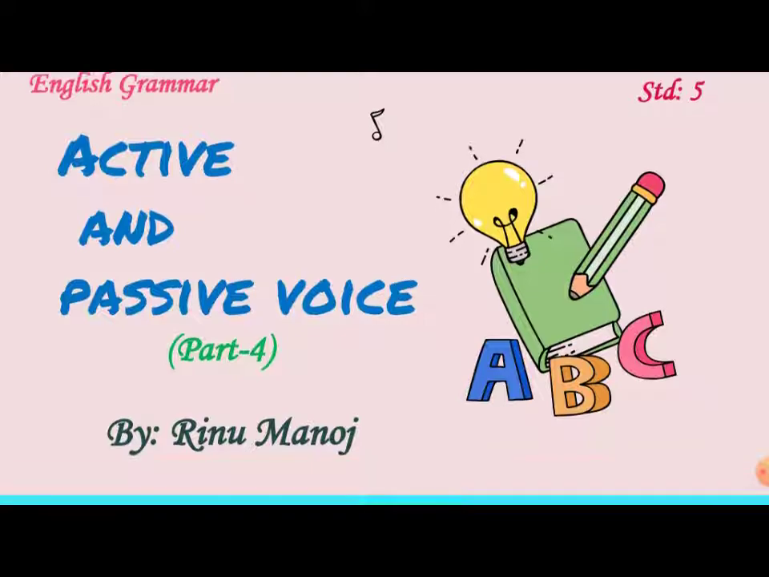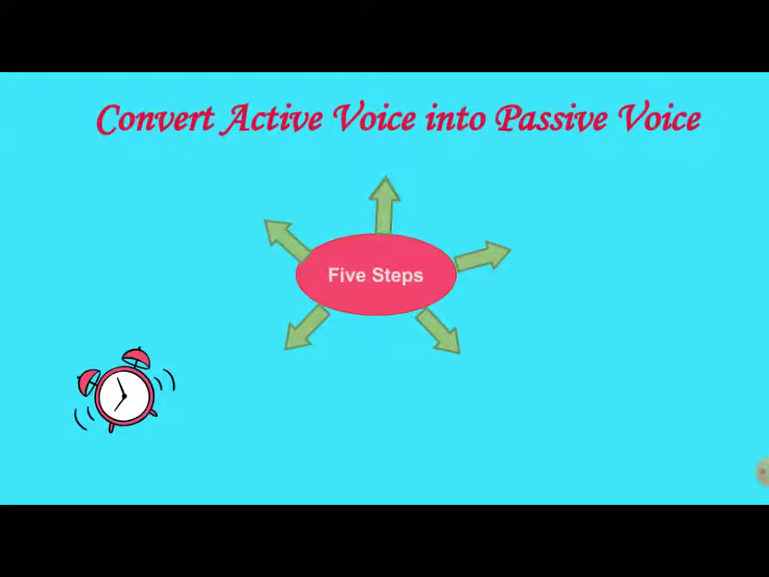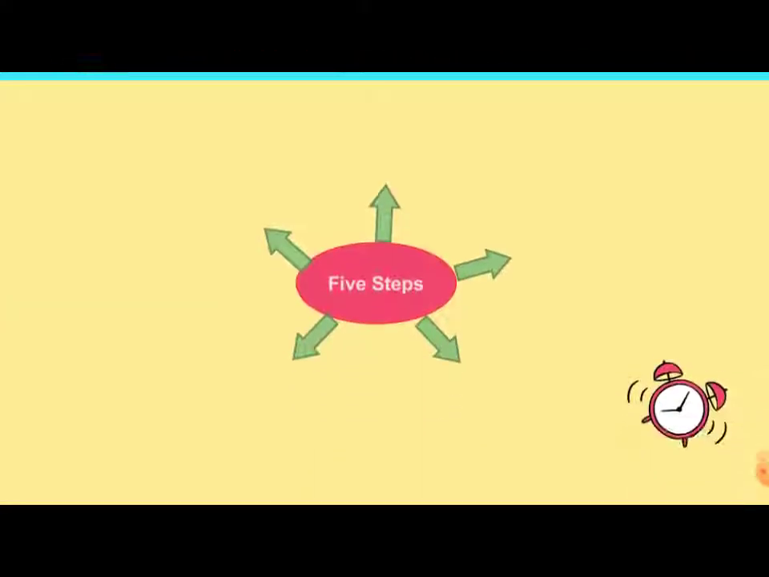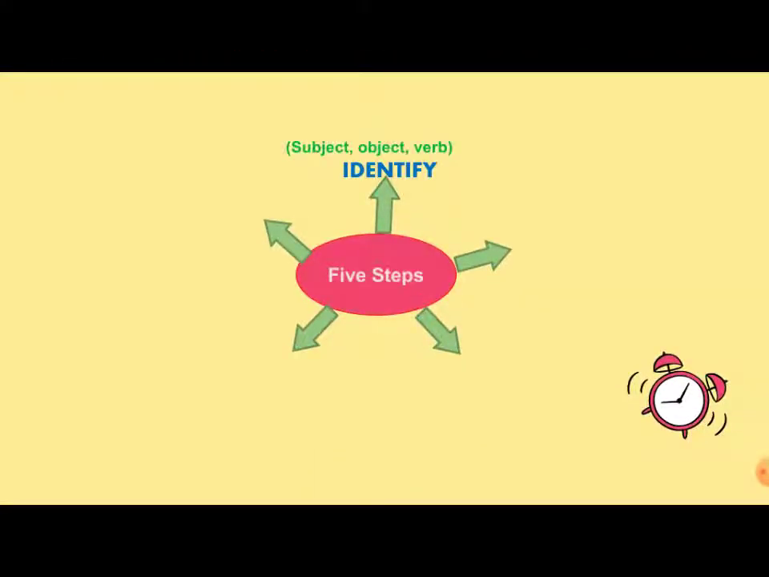Now, before we start, let's recall the basic 5 steps of converting an active voice into passive voice. So what are the 5 steps? First, identify. Second, swap. Third, convert. Fourth, add. Fifth, add a preposition. What do you have to identify? Identify the subject, verb, object, and also don't forget, identify the tense of the sentence.